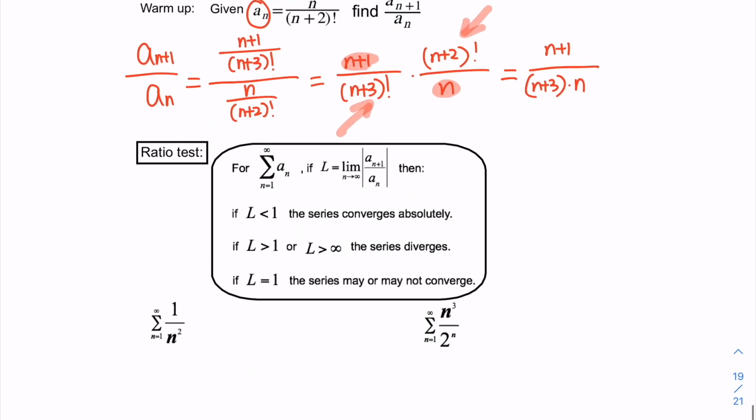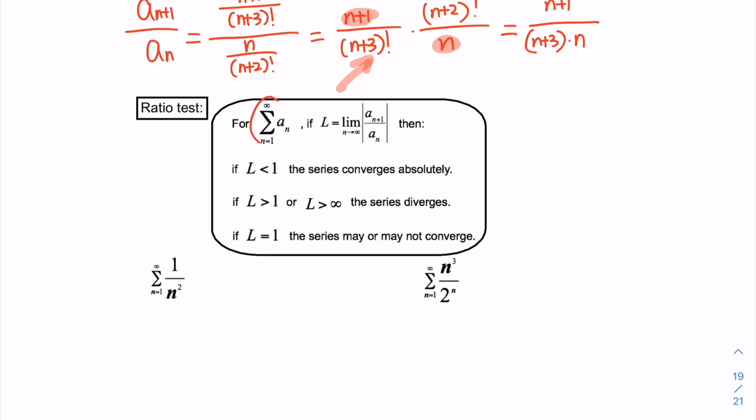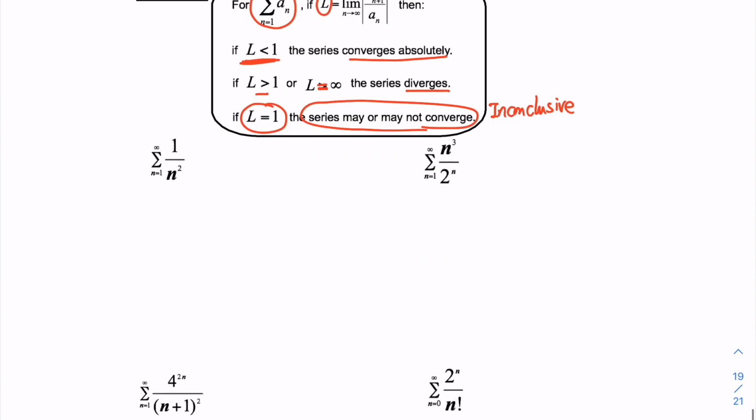So what is the ratio test? Given any series a of n, if the limit as n goes to infinity of the absolute value of a of n plus 1 over a of n gives us a number: if this number is less than 1, the series converges absolutely. If the number is greater than 1, or infinity, or doesn't exist, the series diverges. If the number equals 1, no conclusion. Inconclusive.